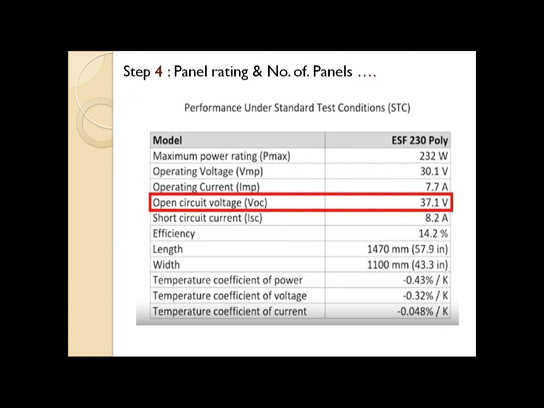So this is basic information for selecting the panel size. Now, as per the standard test conditions, the solar panel considers some working parameters at the time of operation.